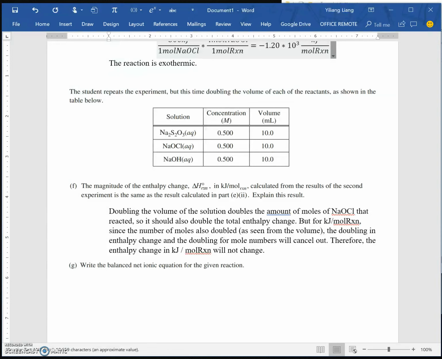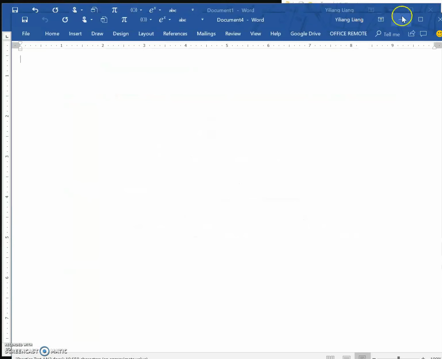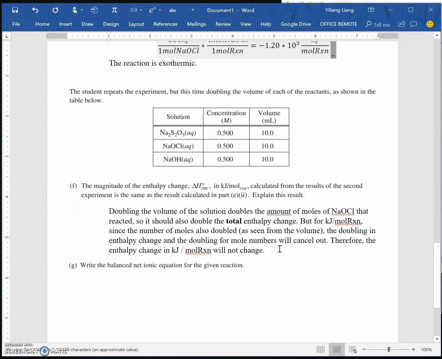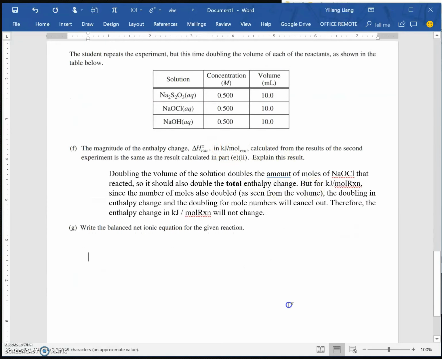So just to summarize, the enthalpy is given in units of per mole of reaction. So when you double the mole number of the reaction, it will also double the total enthalpy change. I'm going to bold total here. Because it's the total enthalpy change. The two doublings will cancel out, so you will not have a change in delta H in kilojoules per mole of reaction. Write the balanced net ionic equation for the given reaction.